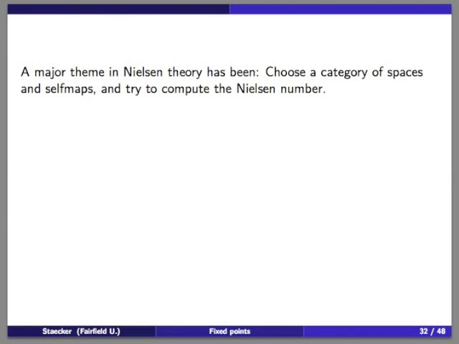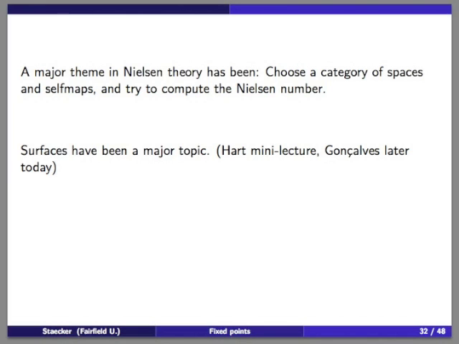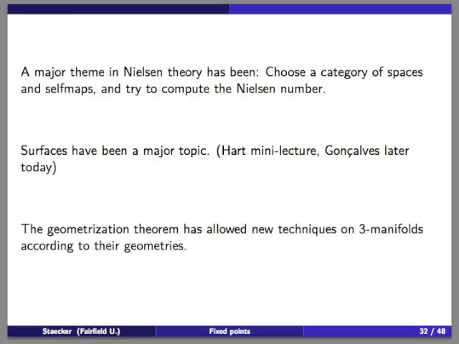Choose some category of spaces and self-maps and try to compute the Nielsen number. I've talked about circles, tori, fiber spaces. Actually, those are all products. Surfaces have been a major topic over the years, and Evelyn Hart is going to give several talks about that. Dassenberg, I said later today. Is he going to be here? Yeah? Okay. He will be very tired, probably. But yeah, he's going to talk about some results on surfaces also.